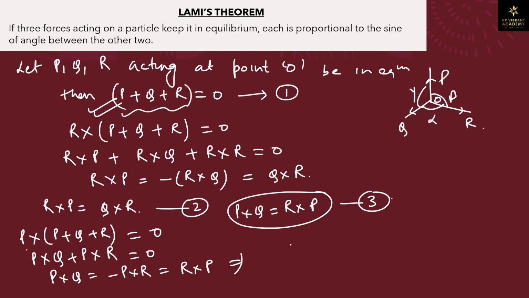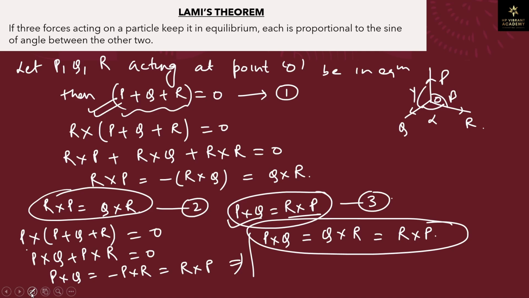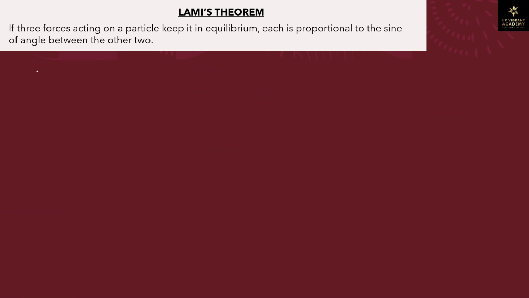Now from equations 2 and 3, we have P cross Q is equal to R cross P is equal to Q cross R. So this is Q cross R is equal to R cross P. Let us write this again: P cross Q is equal to Q cross R is equal to R cross P. Now let us take the magnitude.